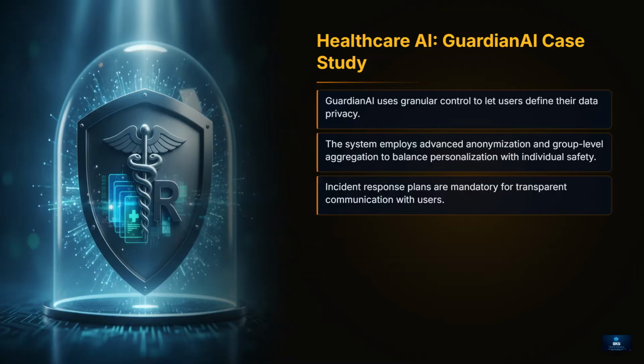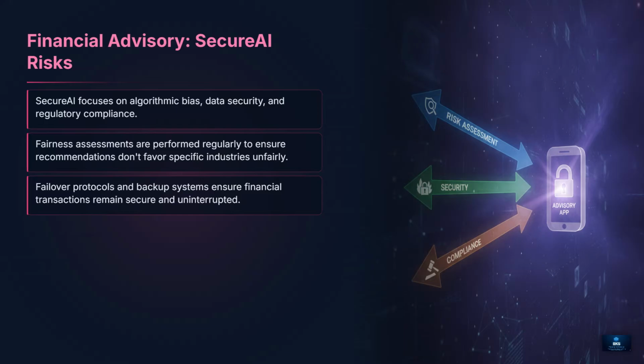In healthcare, trust is non-negotiable. Guardian AI succeeds by giving users control. It doesn't just collect data. It allows users to opt out of categories and even request deletions. Most importantly, it aggregates data at a group level, ensuring the individual's identity remains hidden while still providing valuable health insights.